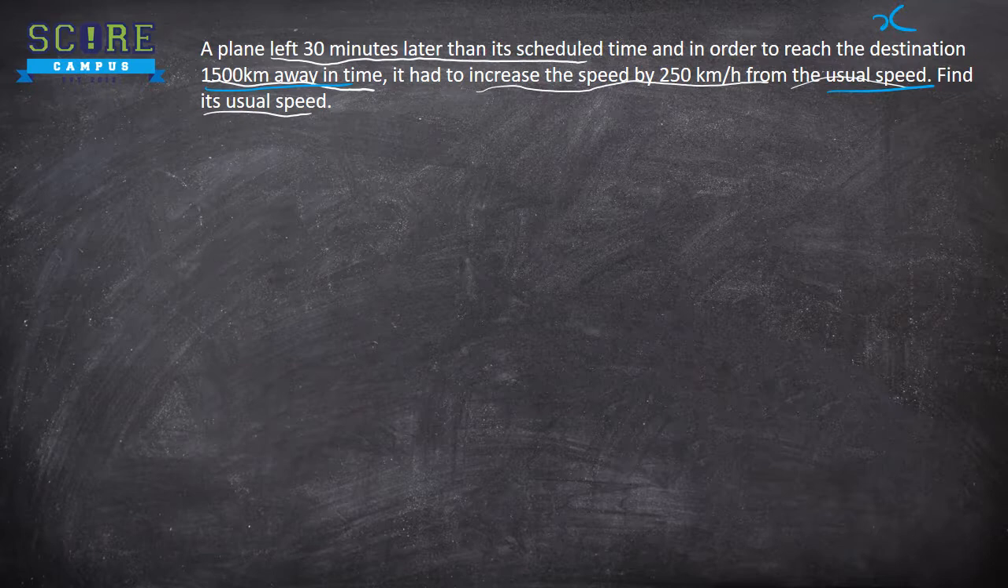Now, we realize that the time after being delayed, including the delay and the usual time, should be the same. If you don't understand what I'm trying to say over here, let's do this. If the plane had not been delayed, the time it would have taken is 1500 over x, correct? Looking at distance, speed, time, right? Time equals distance divided by speed. So this is the usual time.